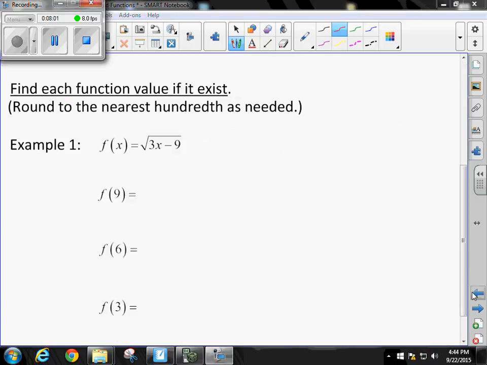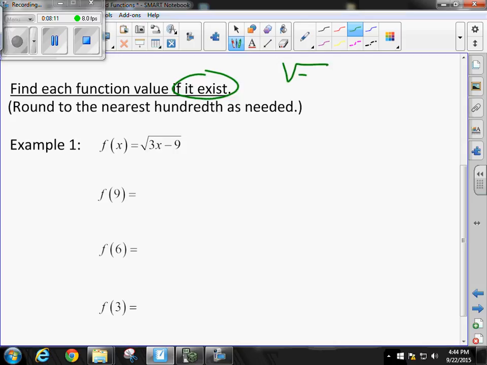Okay, continuing on, find each function value if it exists. And what if it exists means is if it's not the square root of a negative number. If it's the square root of negative 7, we're going to write not a real number, or we can write does not exist, either one. Not a real number or it does not exist.